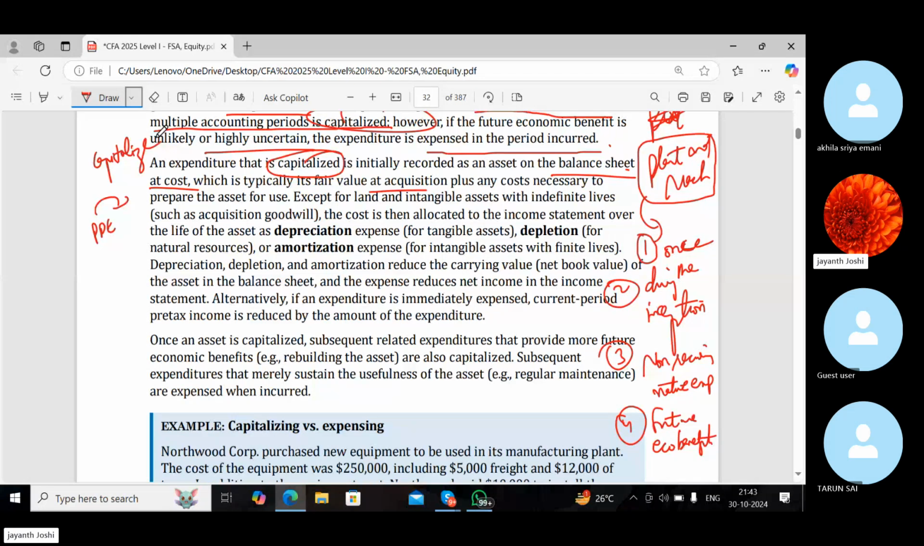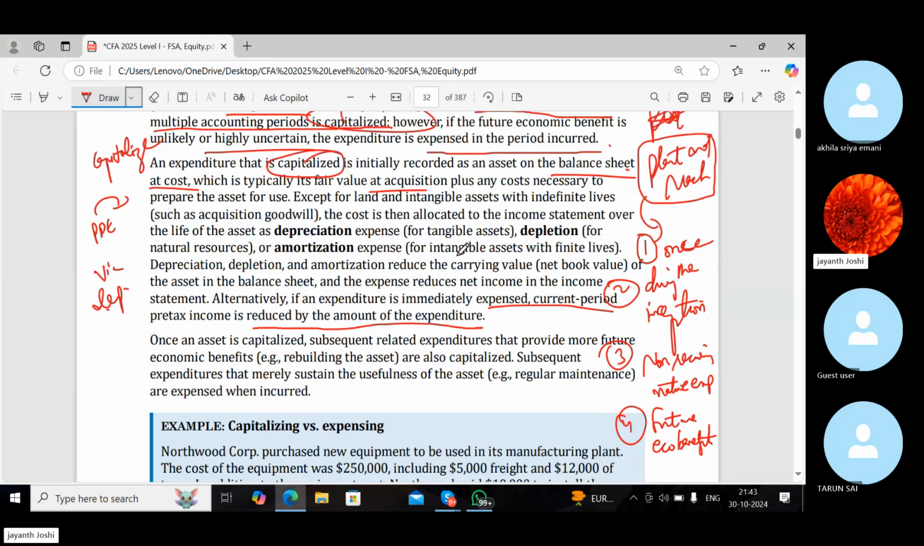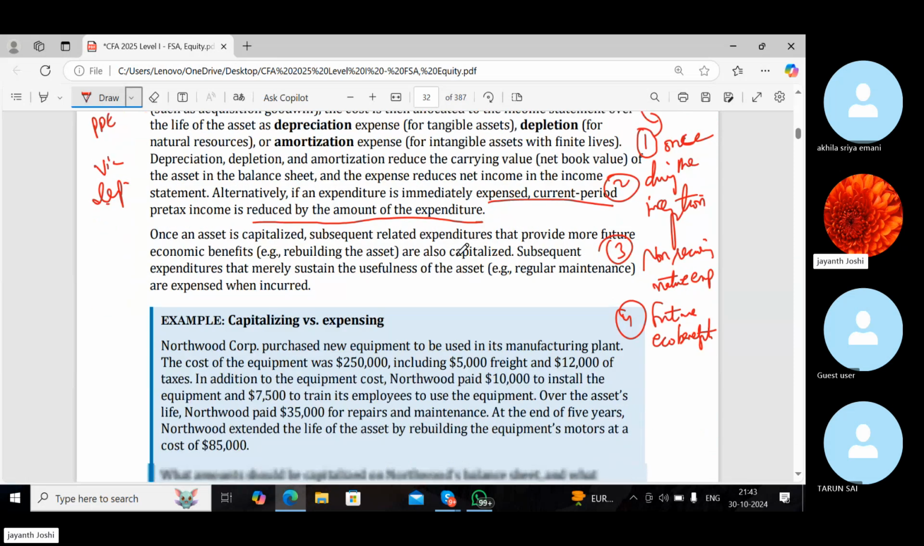Okay. So that will be the portion of the asset every year which we have allocated over its lifetime, because we want to reduce the value of the asset, because one day it will become scrap or have zero value. So alternatively, if an expenditure is immediately expensed, current period pre-tax income is reduced by the amount of the expenditure. Yes. So if you are incurring an expense, that will reduce your income. Okay. So everything is understood. Let's go forward.